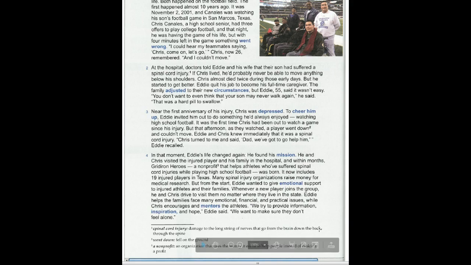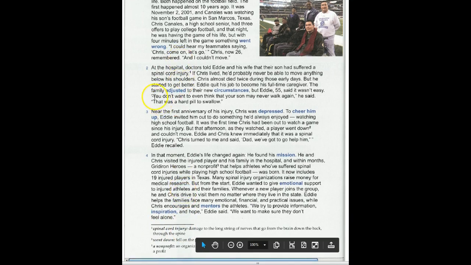What important part of your body starts in your brain and goes through your entire back? You may not know the word in English, but you know what that is, right? You know there is something very important that starts in your brain and goes all the way down your back. And that is your spinal cord. Okay? It communicates from your brain to the rest of your body. So a spinal cord injury is very serious. Okay?